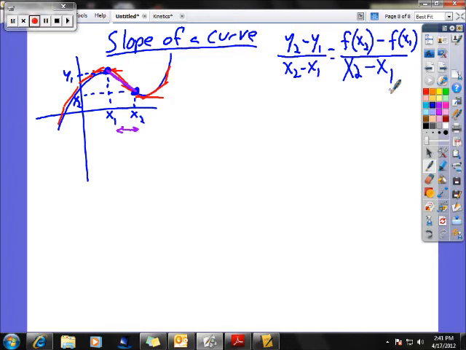Now, I don't want x1 and x2, because I want to get this down to one point, not two. I only want one x to have to plug in. I don't want two x's, okay? So the way we're going to deal with that is we're going to take this distance between that we're talking about here, this distance right here, and we're going to call that h, just because that's what everybody calls it.